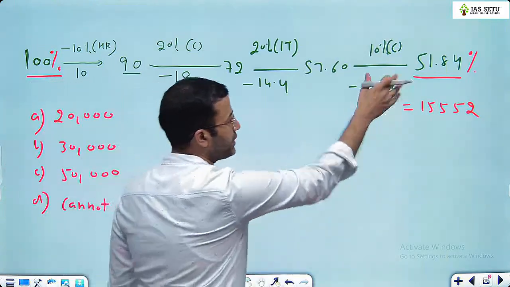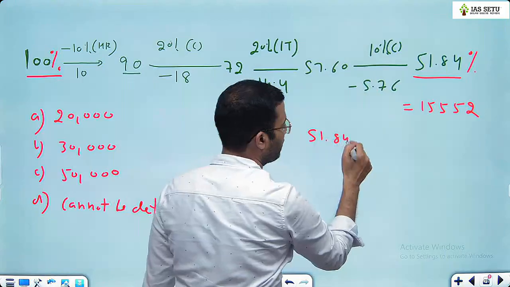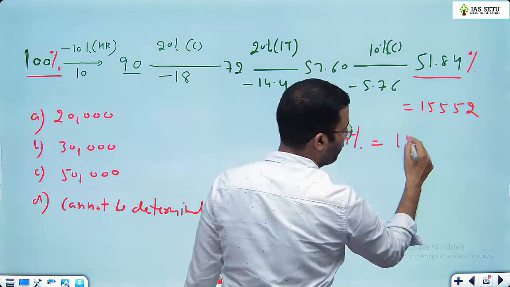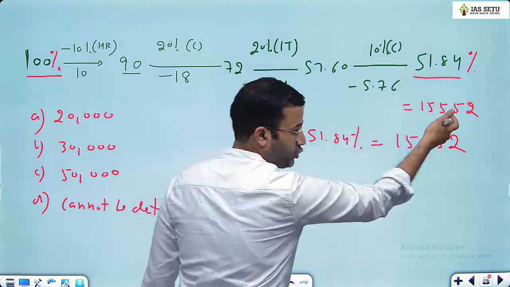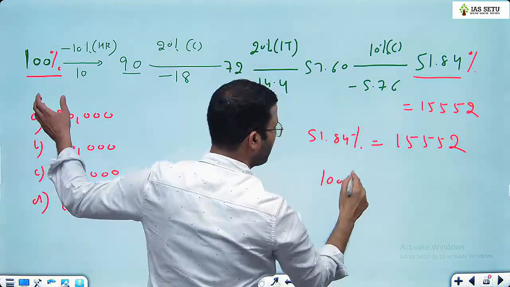See, the point is 51.84% is equal to 15,552. This is the remaining salary, so what was the total salary?